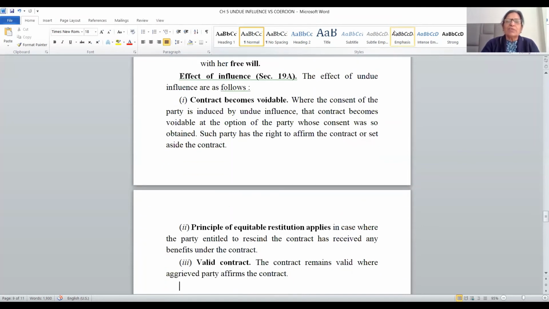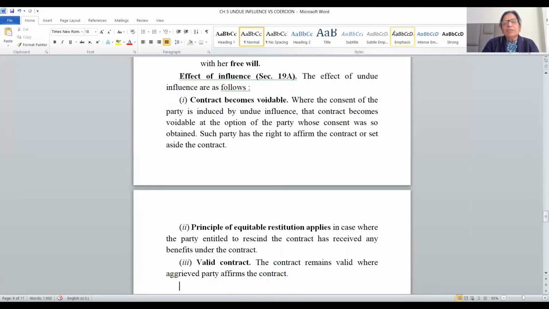All these three points are common in all these cases, whether it is a case of coercion or undue influence, fraud, misrepresentation. So contract becomes voidable because the consent is not free. It becomes enforceable at the option of one or more of the parties, but not at the option of the other or others.